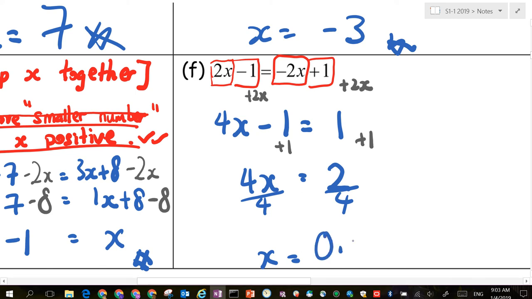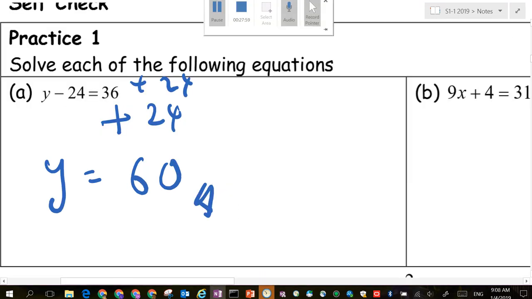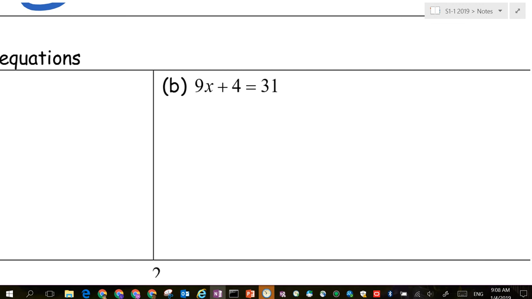Easy? Okay. Right, I pause the video now. Can you complete the rest of the worksheet? 60 for A. What must you do first? Minus 4. So 9x equals to 37. What must I do next? Divide by 9. So divide by 9, divide by 9. What do you get? 3. Okay. Next one.